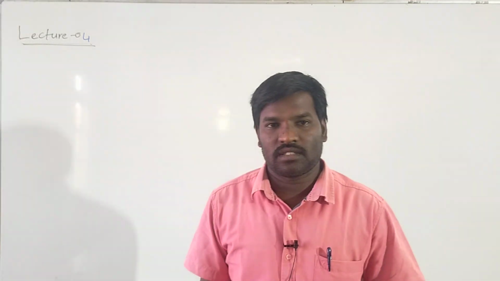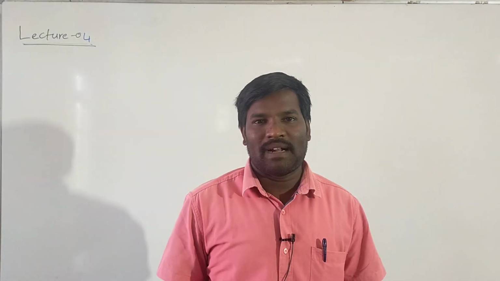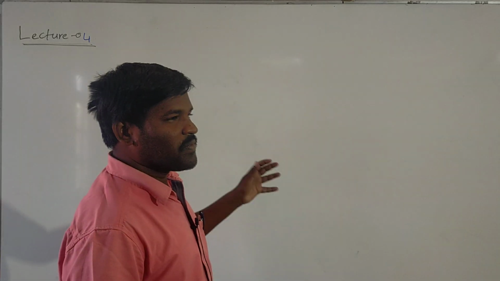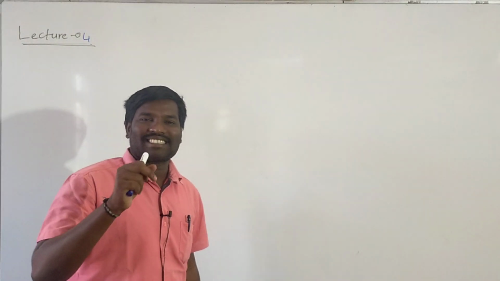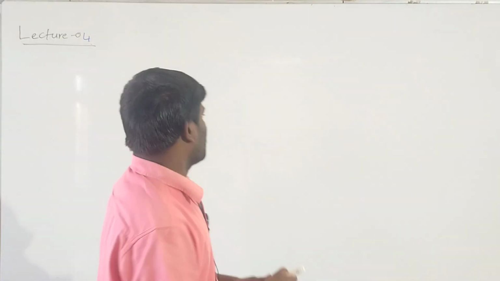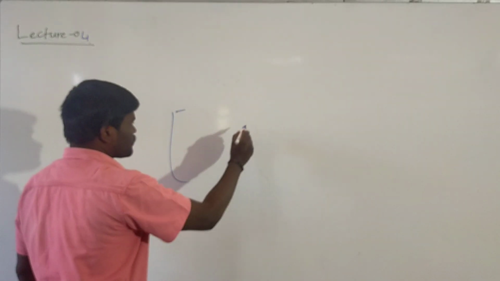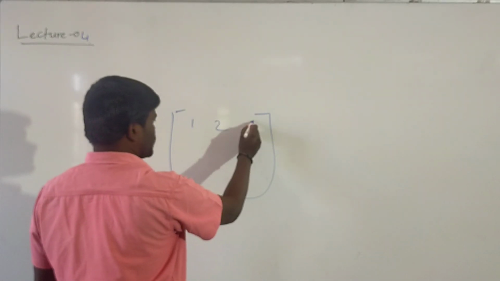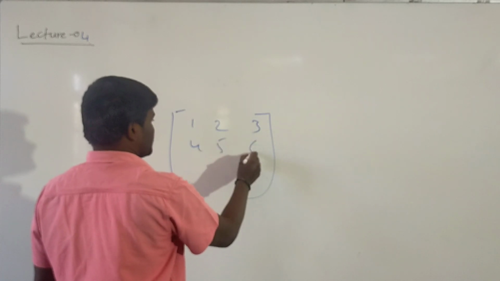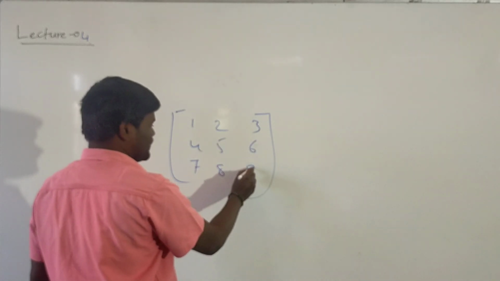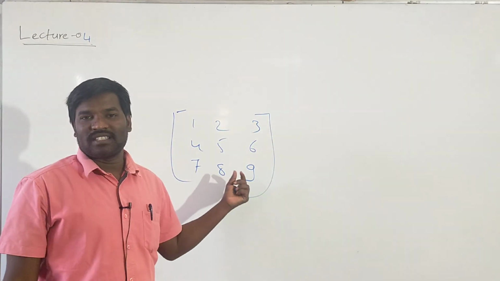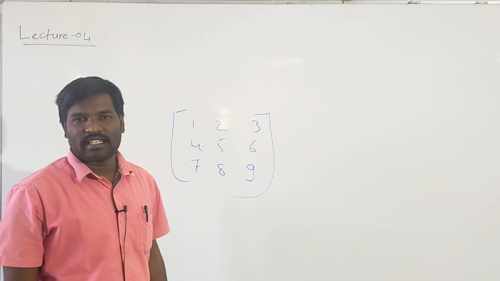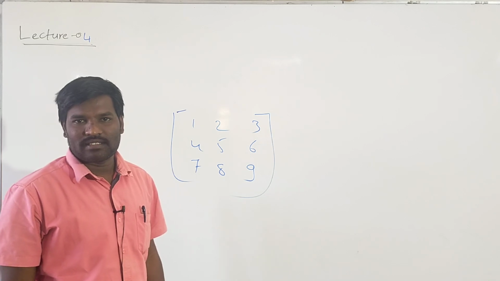The example is the transpose of a matrix. Transpose of a matrix. Okay. So before writing the program, first we need to understand what the transpose of a matrix is. See here, 1, 2, 3, 4, 5, 6, 7, 8, 9. Okay, so this is a 3 cross 3 matrix.